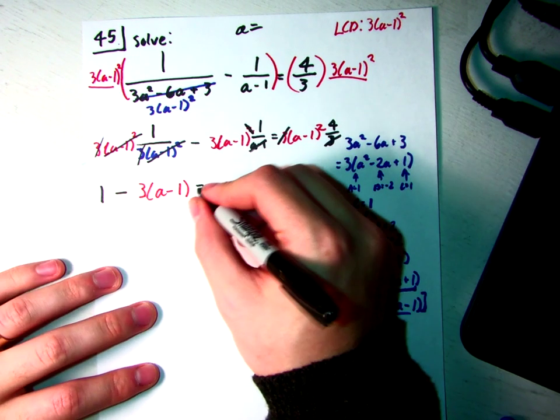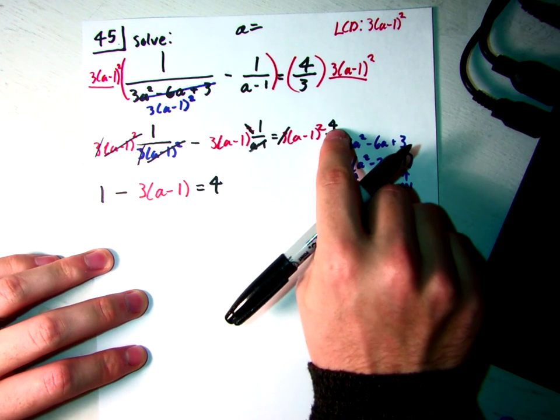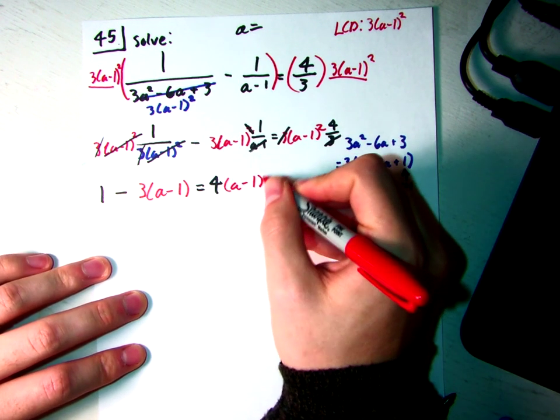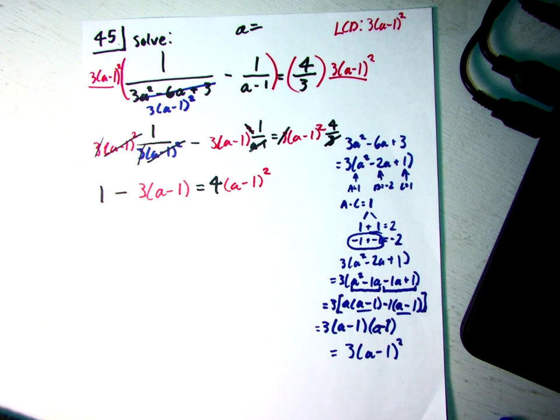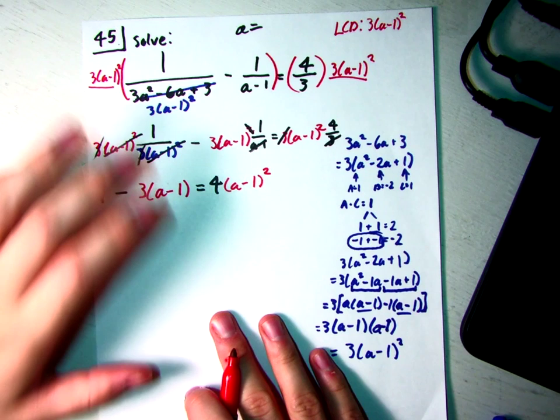And then in my last rational expression, the only thing I got left was I've got a 4 out in front. 4 times a minus 1 squared. A minus 1 squared. Okay. Now, let's expand everything. Okay.